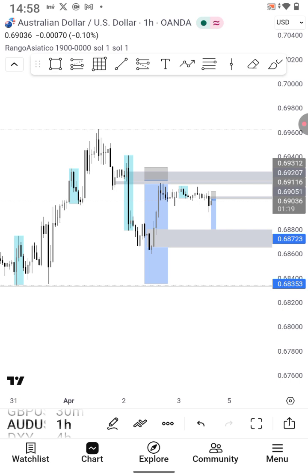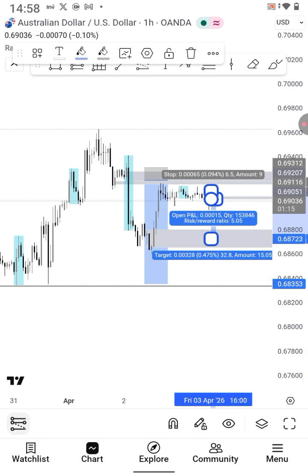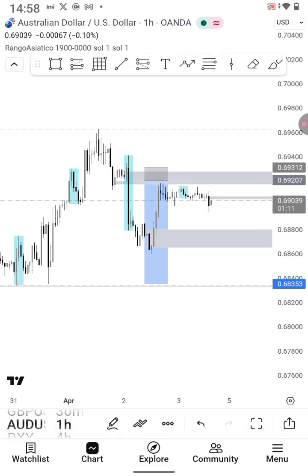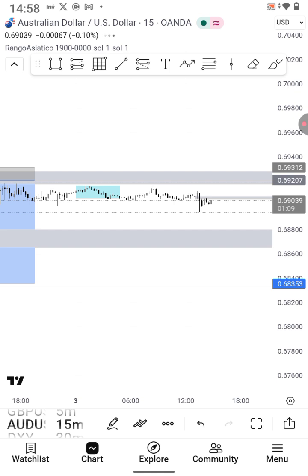So let me delete this, since I'm not looking at it, but I don't want to expatiate on this. So let me go to 15 minutes time frame. I just want to show us why I took the trade that I'm taking now.